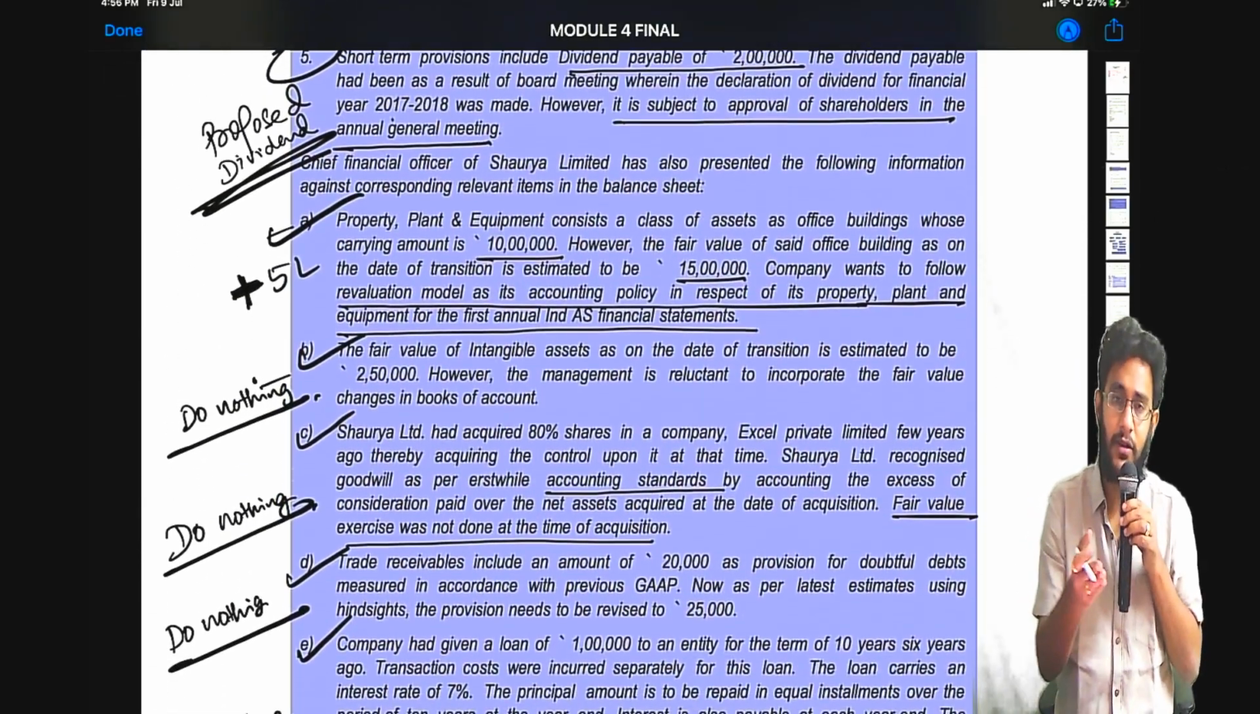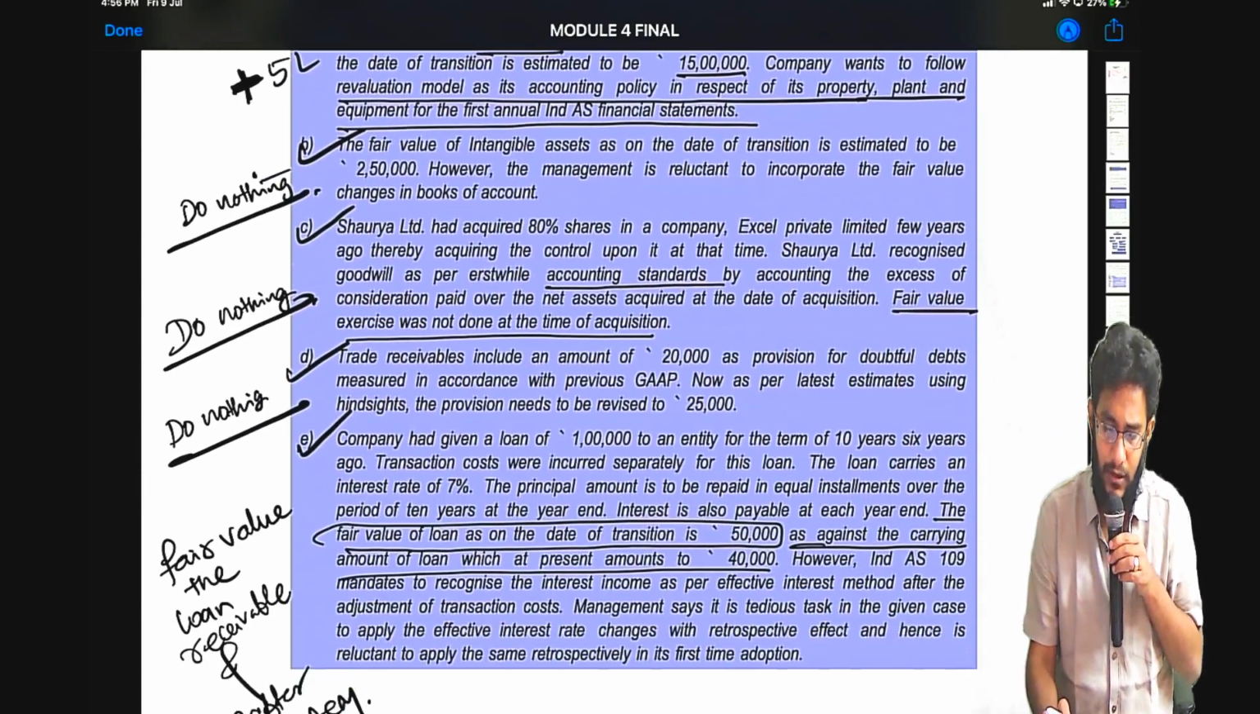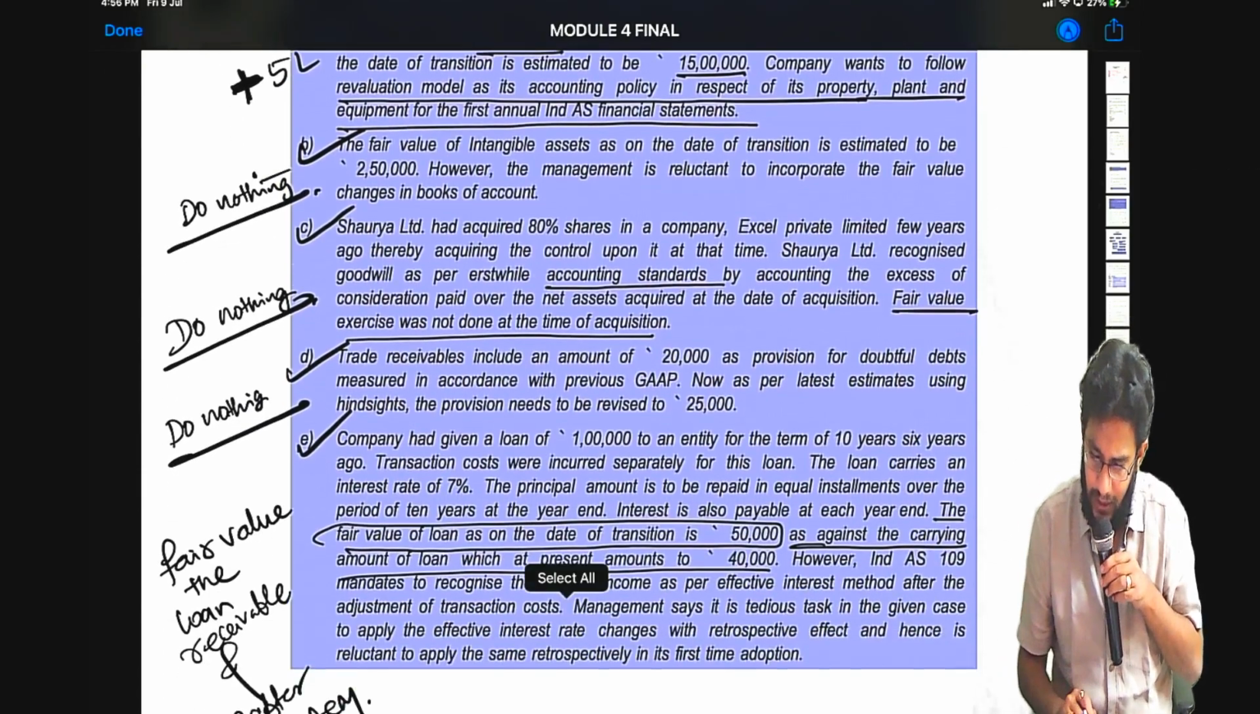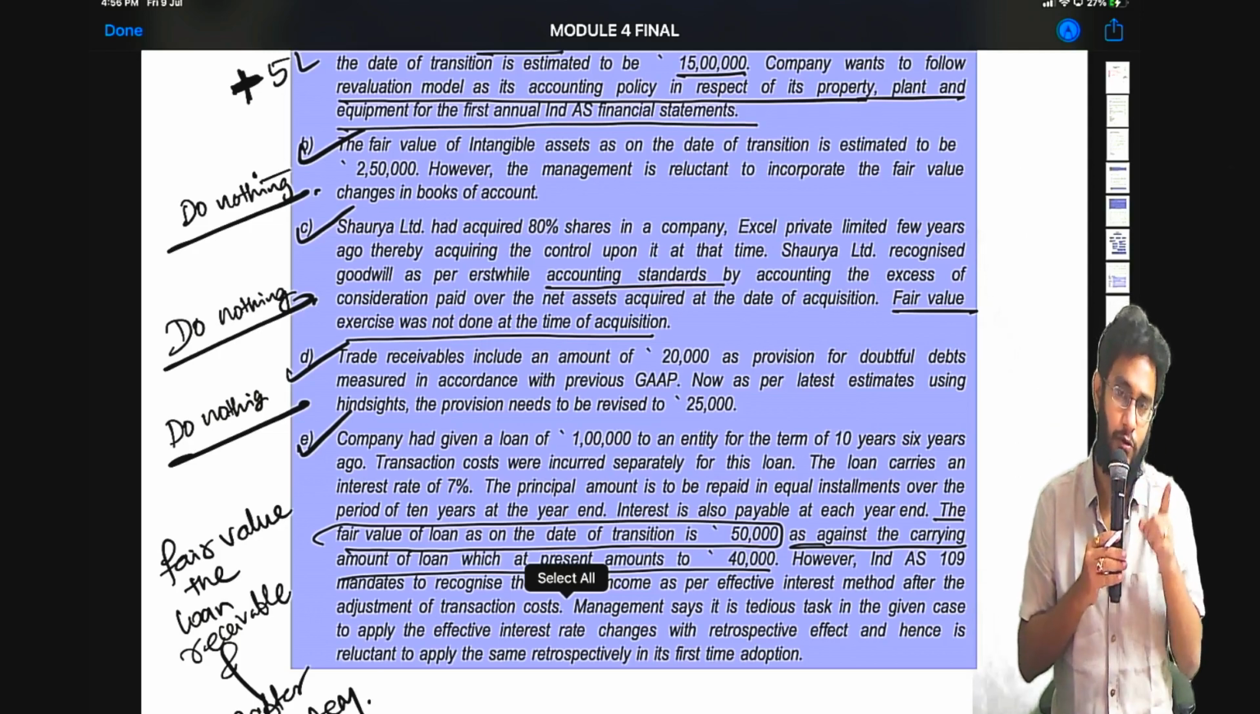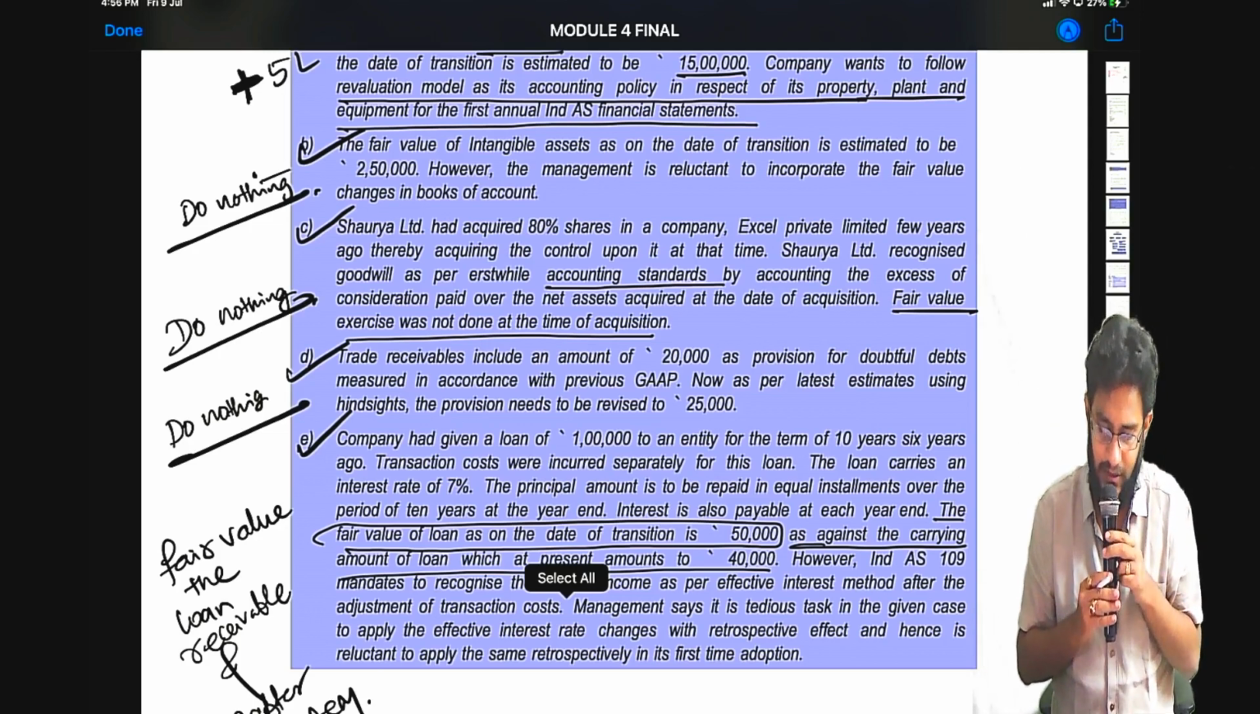Intangible asset, this fellow does not want to fair value, leave it. Goodwill, he does not want to recreate, leave it. Trade receivables, he is asking you to create an extra provision of 5,000, but you are not supposed to do that, because based on hindsight you should not revise the estimates. Do nothing.